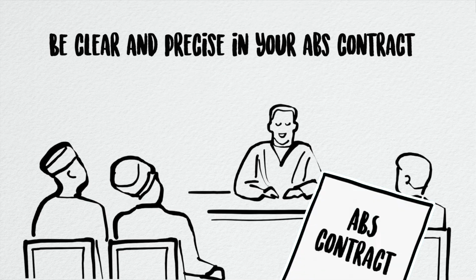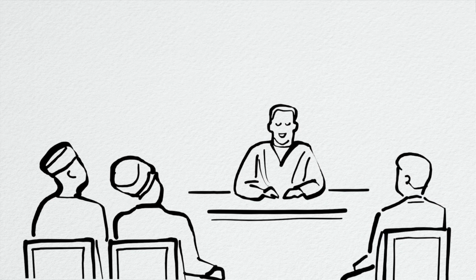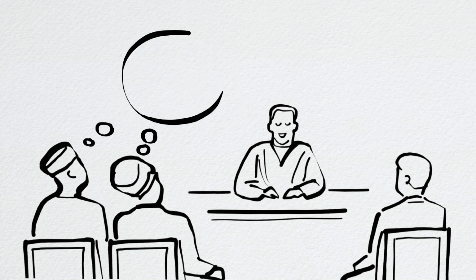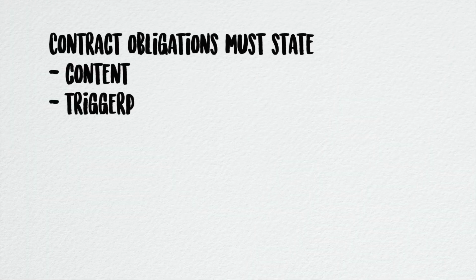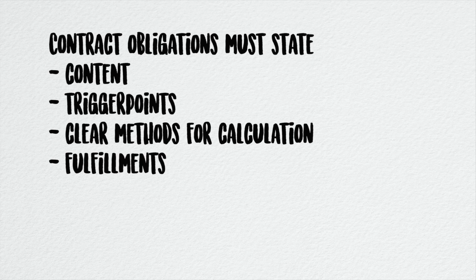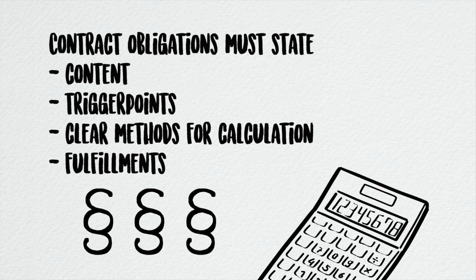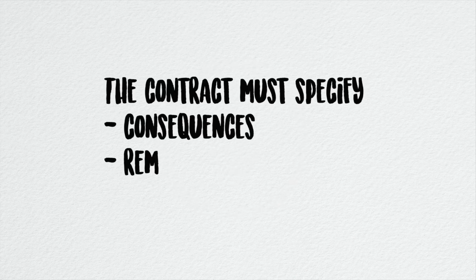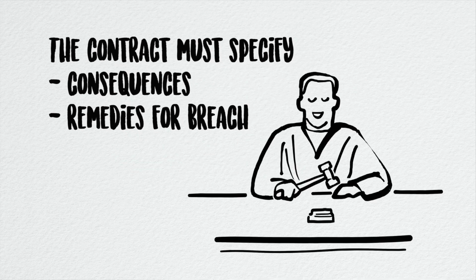These are your 3 takeaways. 1. Be clear and precise in your ABS contract. A judge or external persons need to have no doubt about the rights and duties of all parties at any given point. 2. Contract obligations must be clearly stated, including specific trigger points for their fulfillment. That includes methods for calculating payments in relation to benefits. 3. Your ABS contract needs to specify the consequences and actions to be taken if there is a violation of any of the obligations of the contract.